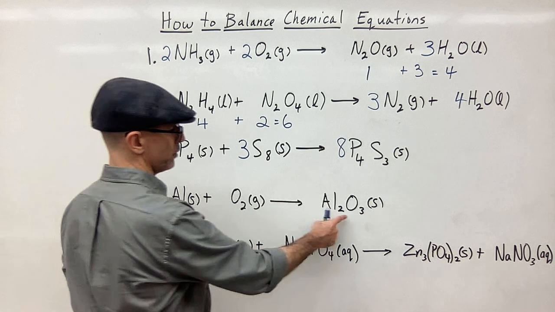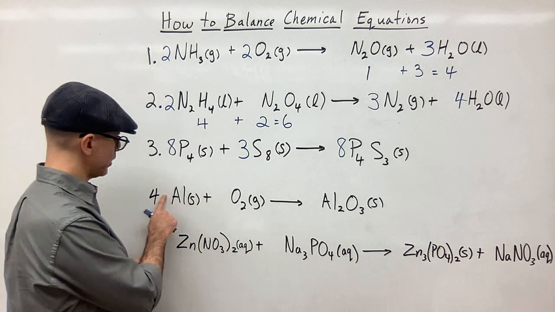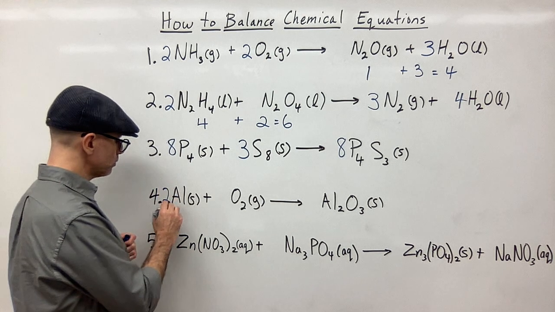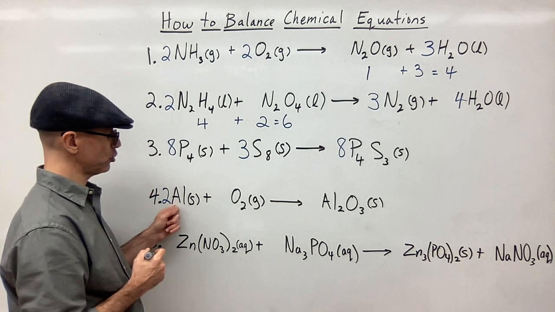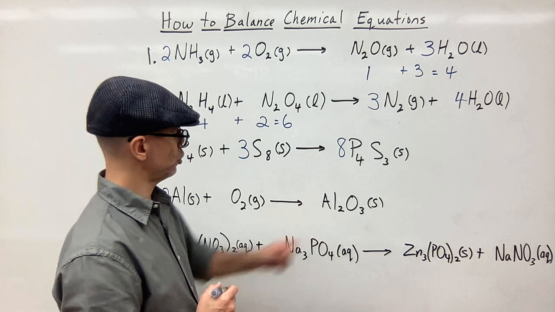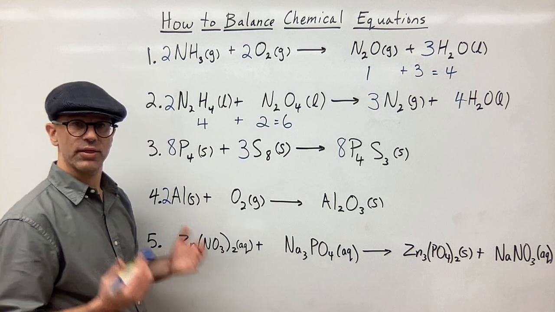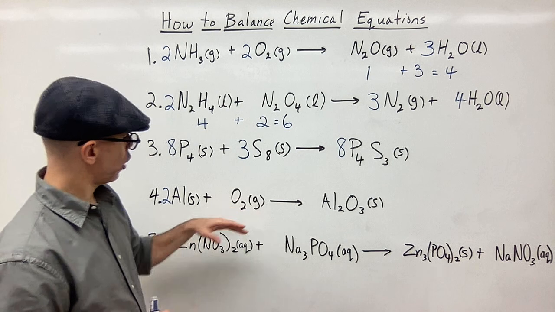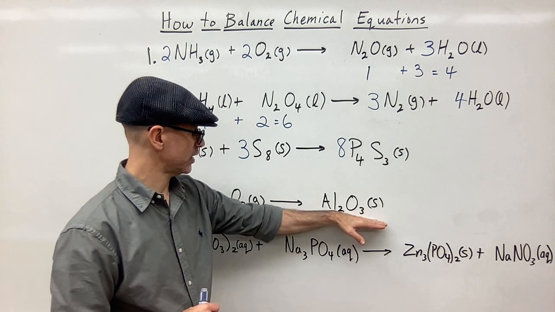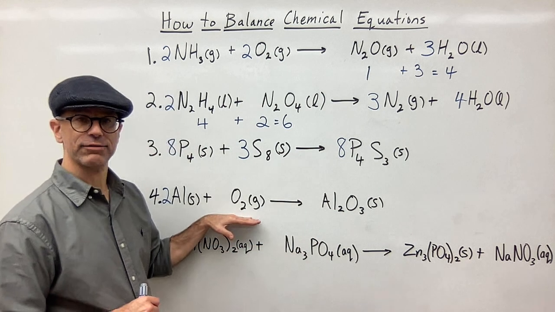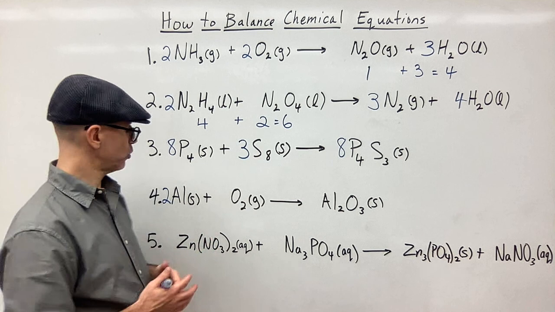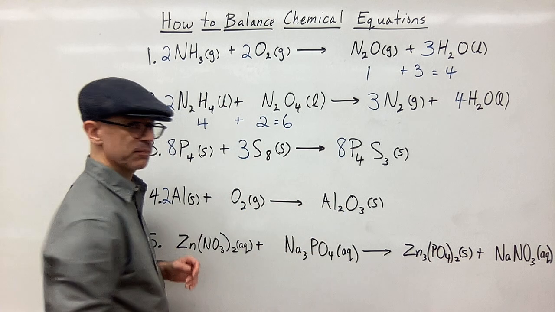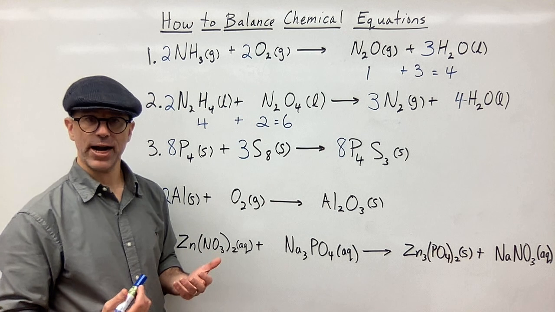So here I have 2 aluminum. What times 1 gives me 2? Well, 2. 2 times 1 gives me 2. So I have 2 aluminums here, 2 aluminums there. So that's balanced. Now I can do the oxygen. So notice that I have 3 oxygens on this side, but I have 2. I can still ask the question, what times 2 is going to give me 3? And here's where you can use a fraction.